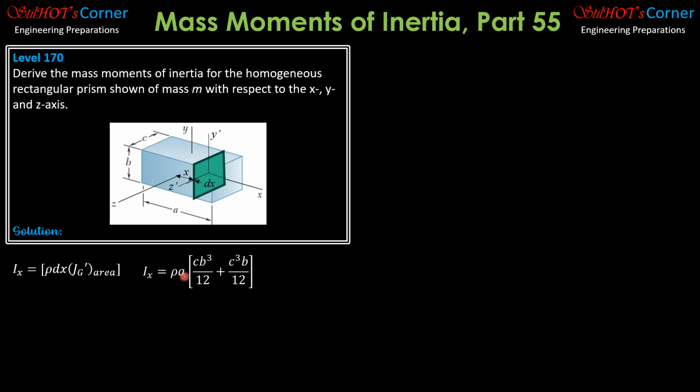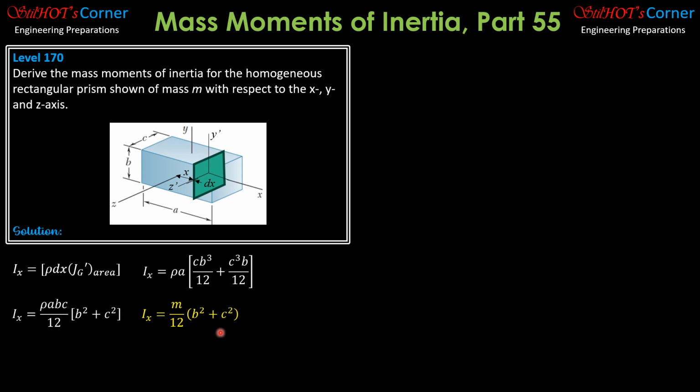So rho times a, then GG prime is equal to Iz prime plus Iy prime, and Iz prime is a b cubed over 12, while Iy prime is c cubed b over 12. So factoring out b c, Ix equals rho a b c over 12 times quantity b squared plus c squared. Since density times a b c, where a b c is volume, is the mass of the rectangular prism, therefore Ix is 1/12 of m times quantity b squared plus c squared.